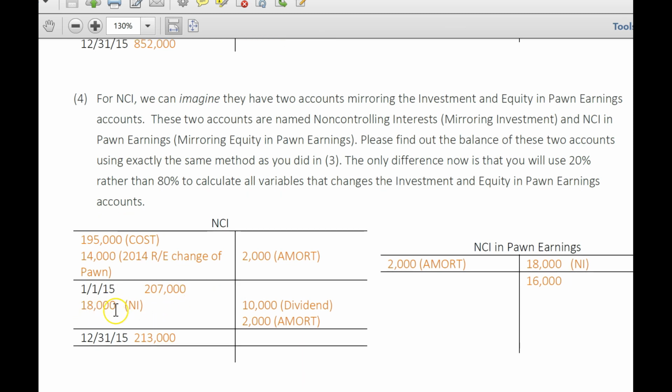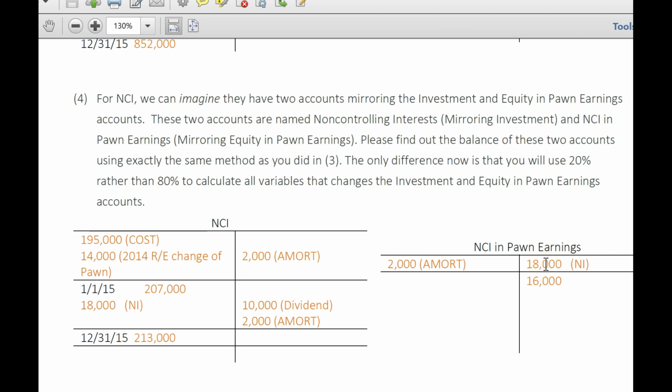And then adding 20% net income, subtracting 20% dividend paid by the subsidiary in 2015, and then subtracting 20% of amortization, which is basically the same every year, unless one or more assets run out of their useful life. Otherwise, they should be the same. That gives us the ending balance of NCI of 13,000.